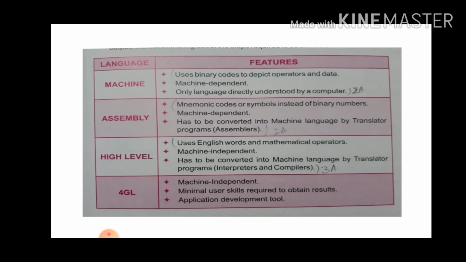Minimum user skills means that fourth generation languages highly reduce the effort, meaning time consumption is reduced, and the whole effort by the user is reduced. It has high reliability, is highly user friendly, and has a very high speed of execution. It is mainly designed to reduce the level of programming effort by the programmer. I hope the concept is clear.